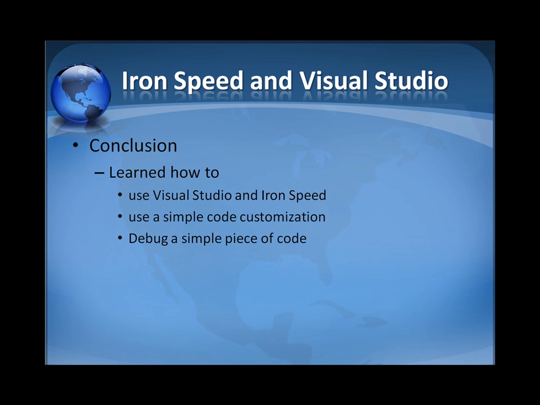And in conclusion, we can now say that we've learned how to use Visual Studio and Iron Speed together, to use a simple code customization, set one field when another field changes, and we also learned how to debug a simple piece of code.